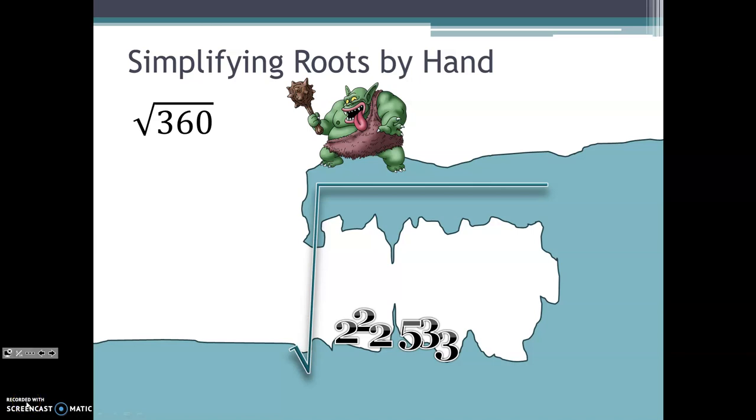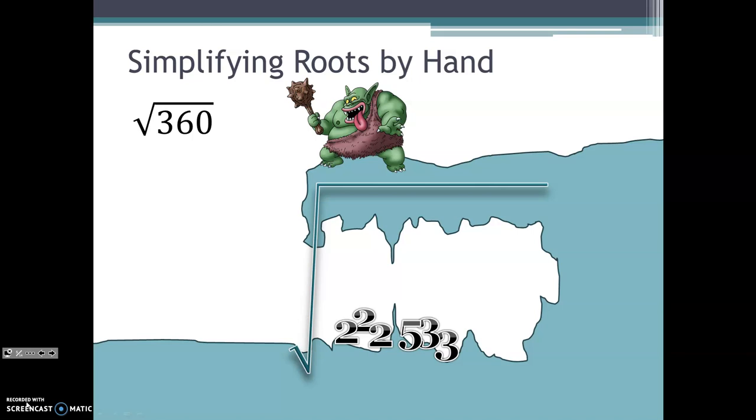Okay, now we're going to go over how to simplify these radicals by hand. This is something that on your test you are going to be required to do. Sometimes I won't say that you have to, as far as you can use your calculator, but sometimes I will say that you do have to simplify these by hand. So this is something that we will have to do by hand on your test.